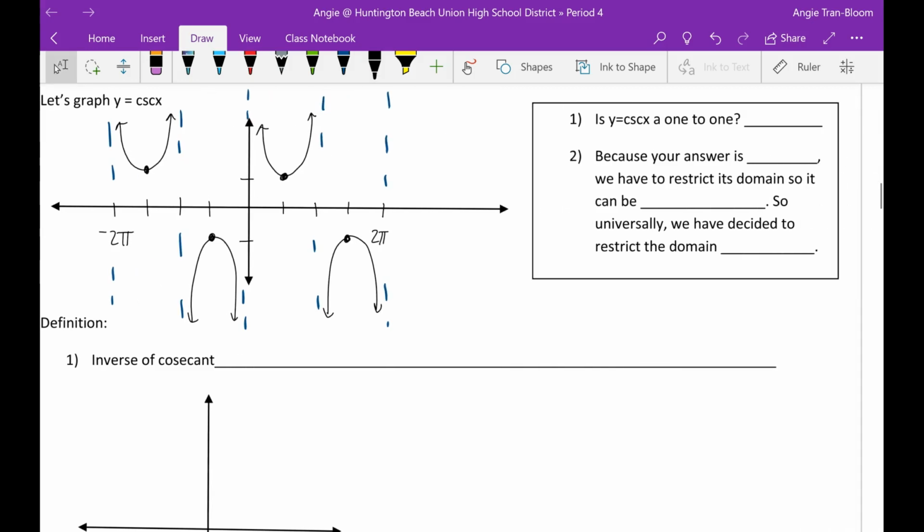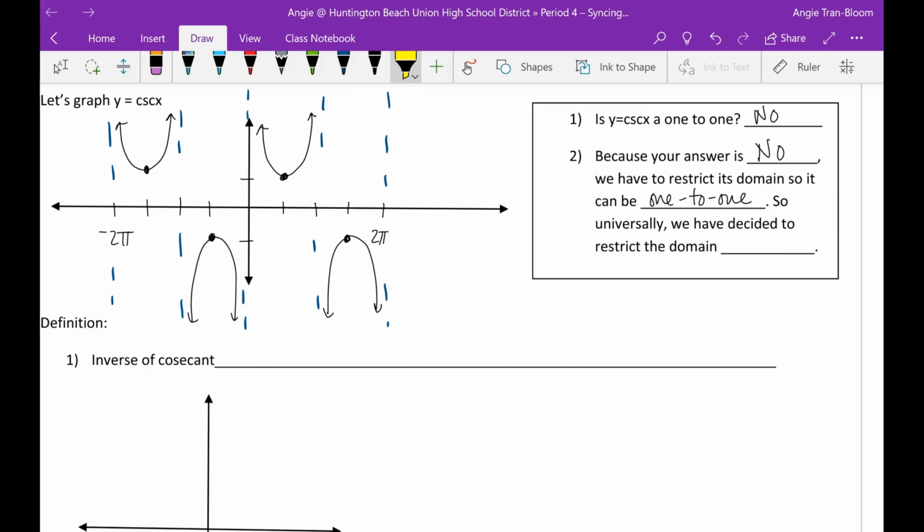Now, as you can see, cosecant is not a one-to-one, okay? Because the answer is no. We have to restrict its domain so it can be a one-to-one function. Now, the whole purpose of restricting its domain is so that when you find its inverse, the inverse is also a one-to-one. Next, we have to decide on where you're going to cut this off.